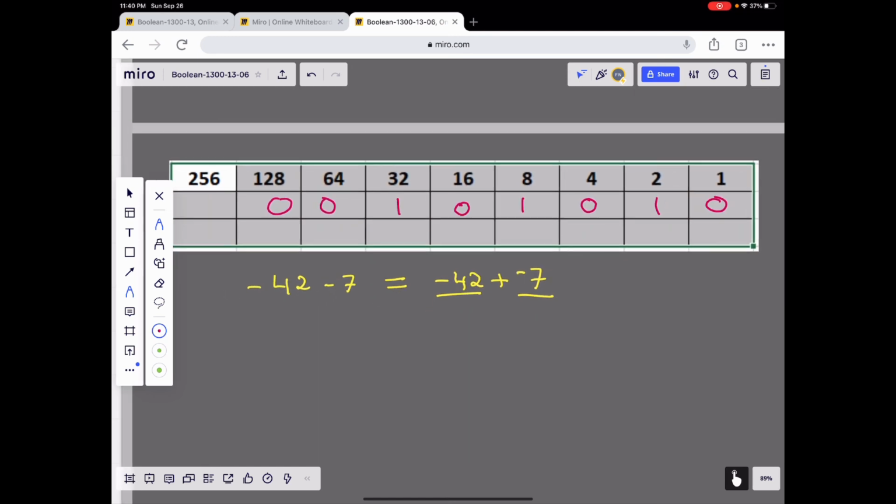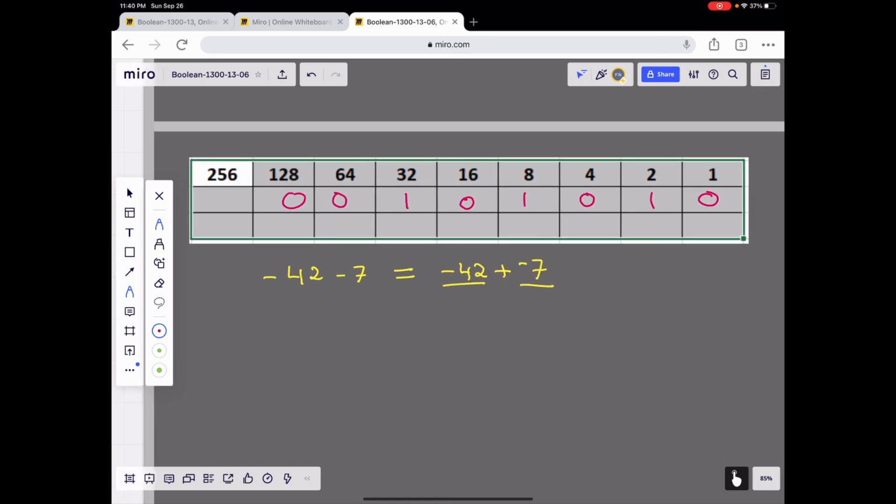Okay. All right, negative 7. For 7, I got 4 plus 2 plus 1. So 1, 1, 1. And then I add 0s in front of that, to make it 8-bit words. Okay, so I got 2 numbers, and then I convert to two's complements, add 1, and then I combine together.